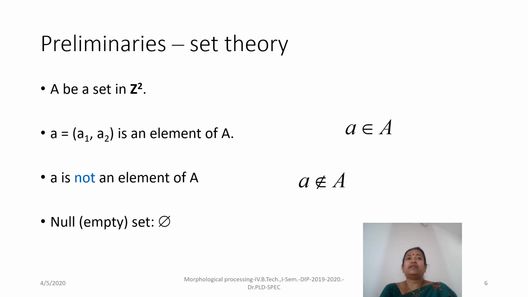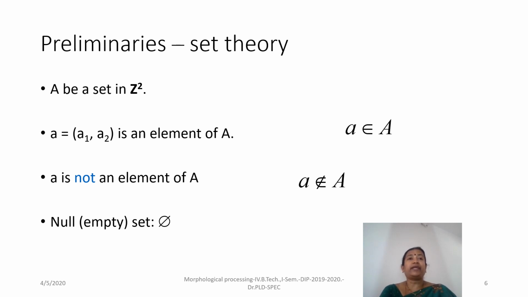So, preliminaries of set theory: let A be a set in Z square. A is the original image, where we represent the image as f of xy, with two-dimensional coordinates xy, and f is the amplitude at that particular coordinate location xy. We represent this in set theory as Z square. Just now we discussed that.